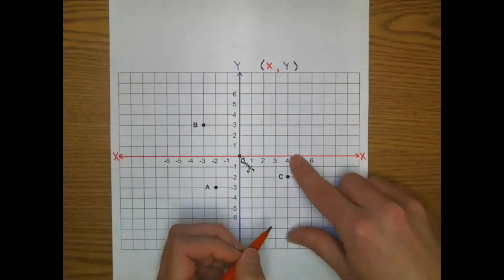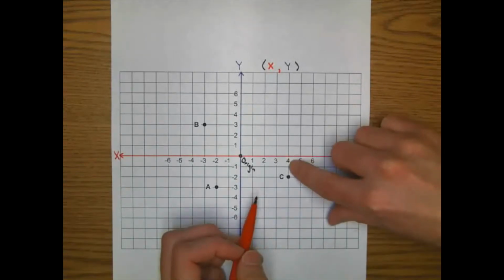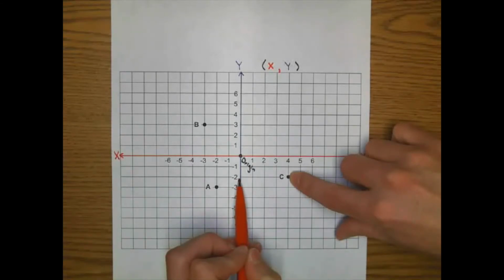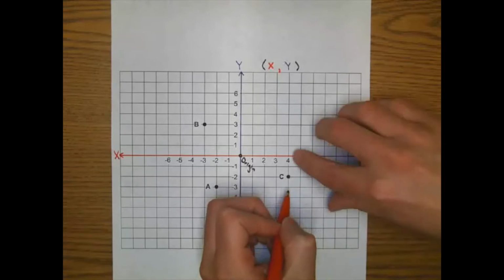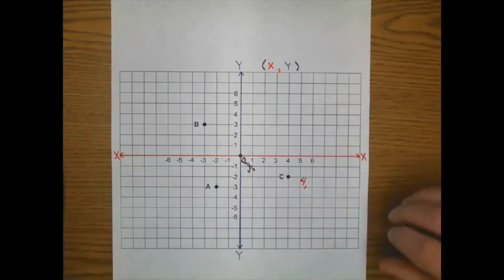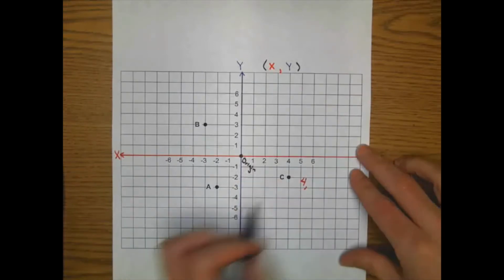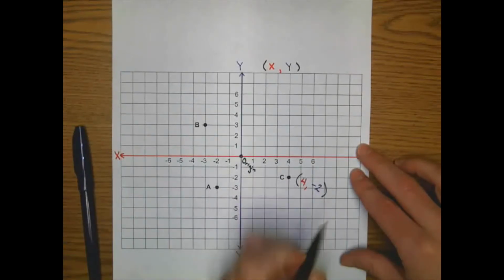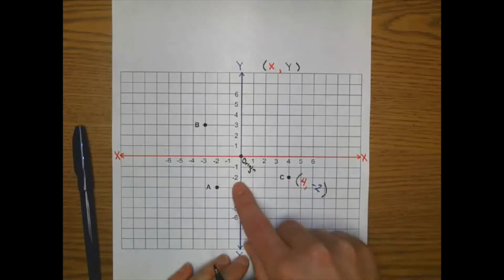Now I'm going to move down to my y coordinate. So I'm going to start here, I'm going to go down 1, 2, and that is at -2 on the y-axis. So I would say that this point is located at 4 on my x-axis and -2 on my y-axis. And then I'm going to put that in parentheses. So the location of point C is (4, -2).